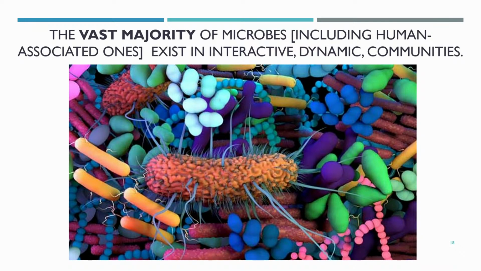The vast majority of microbes, including human-associated microbes, exist in these interactive, dynamic communities. They don't necessarily exist on their own in the environment. And that's what makes it difficult when doing lab research with microbes: it's hard to replicate that entire system, that whole environment, because they really depend on all of those factors, including other living members, other microbes around them, as well as the abiotic factors in that community.